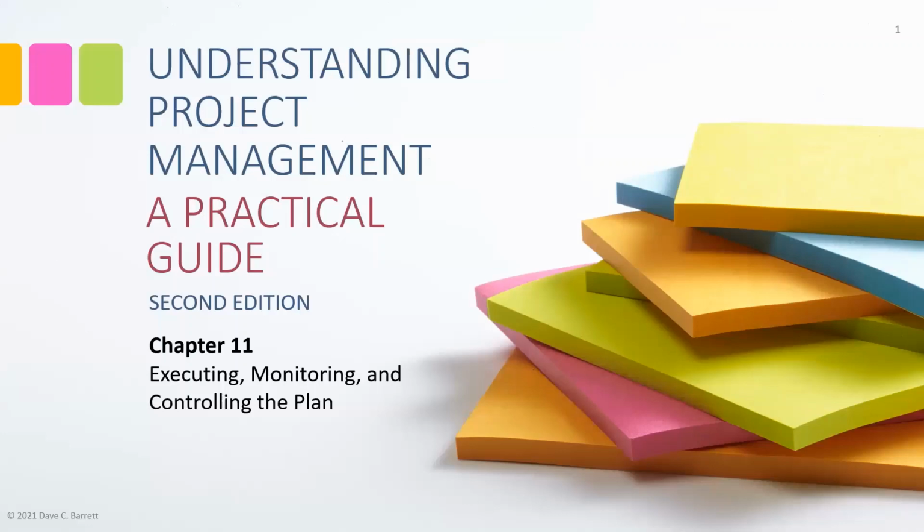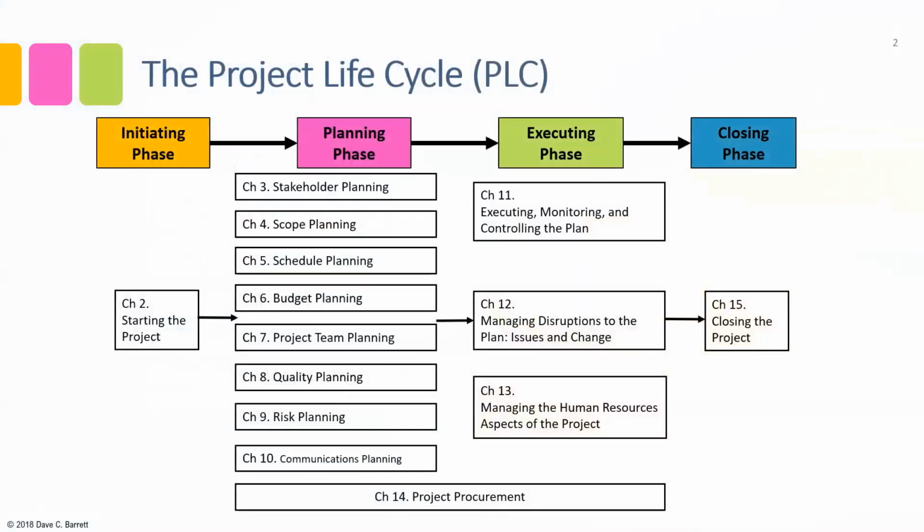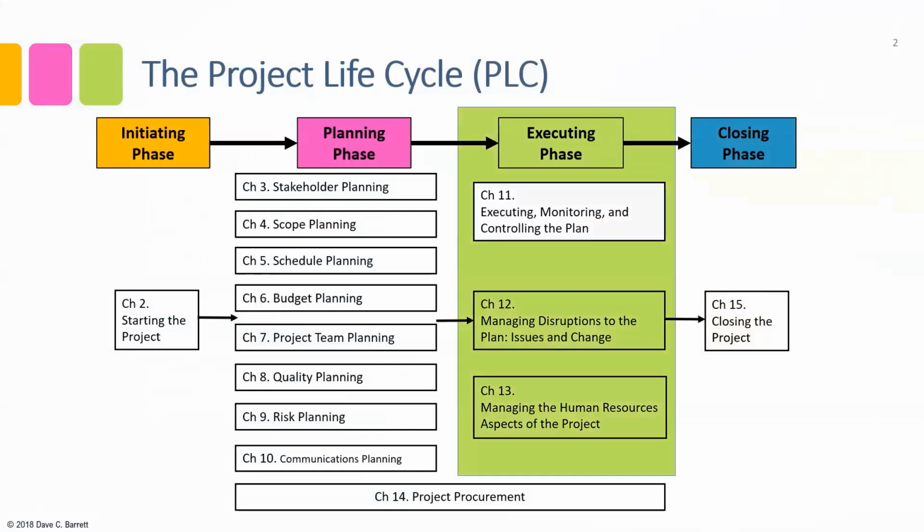Welcome to this video lecture for Understanding Project Management, a Practical Guide, second edition, Chapter 11, Executing, Monitoring, and Controlling the Plan. So let's see where we are in our project life cycle. In the previous video lectures, we made it through the planning phase. We've covered all the topics in planning, and now we're moving into the executing phase. This is where the product, service, or results of the project will be created. This chapter, chapter 11, is the first of three: executing, monitoring, and controlling the plan.